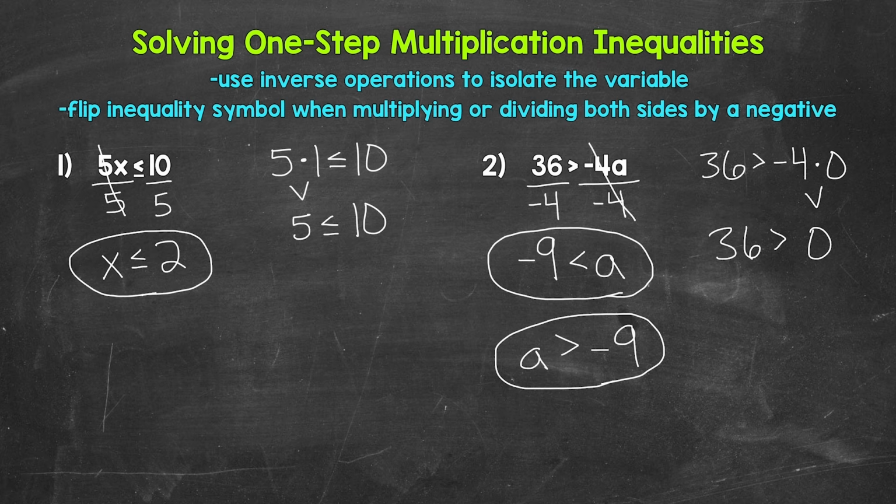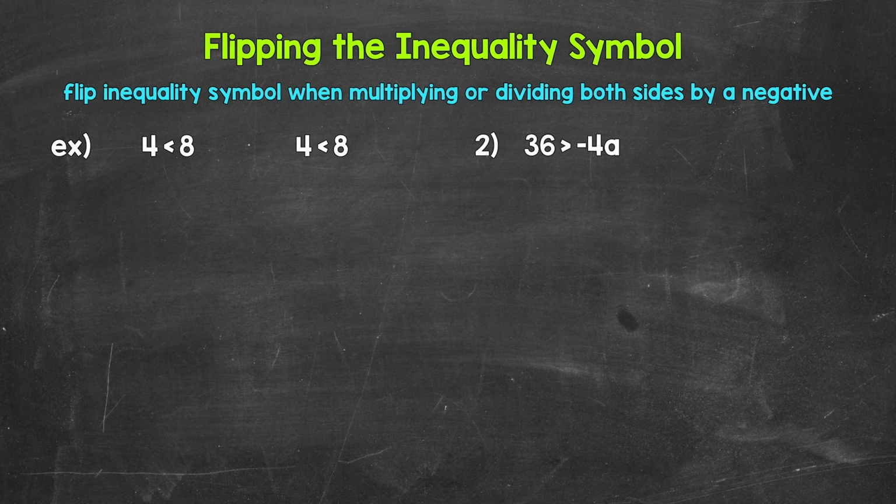Now, before we move on to division, let's take a look at flipping the inequality symbol and why this happens when we multiply or divide both sides by a negative. Let's start with the example 4 is less than 8.